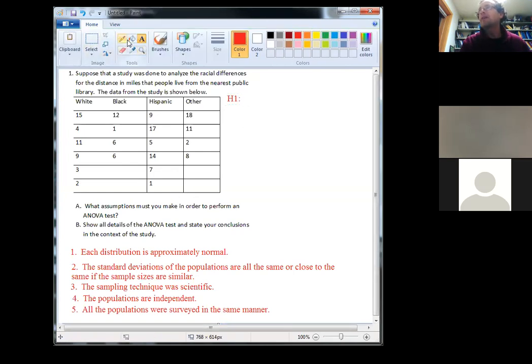And this one, there's going to be a lot of mu's, so I got to draw it. So H1 is that the population mean number of miles that they live from the library is the same for whites, blacks, Hispanics, and others. So in particular, we'll say mu sub W equals mu sub blacks equals mu sub Hispanics equals mu sub other.